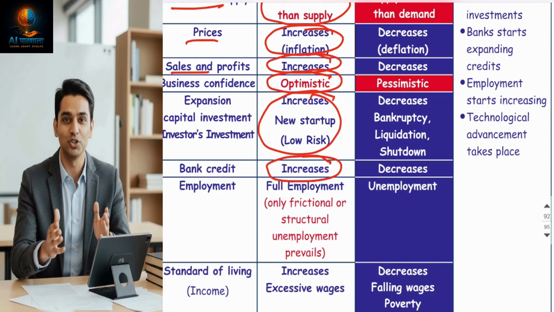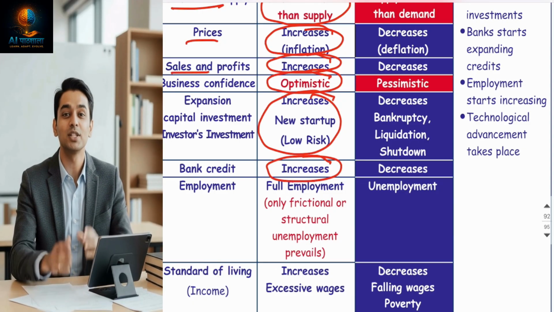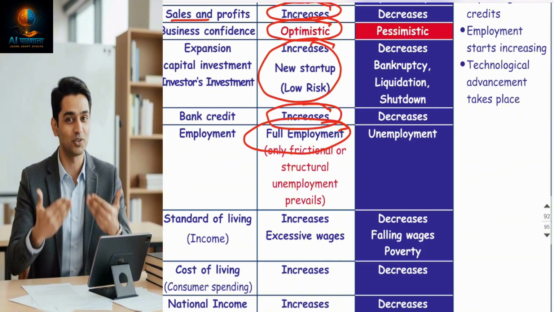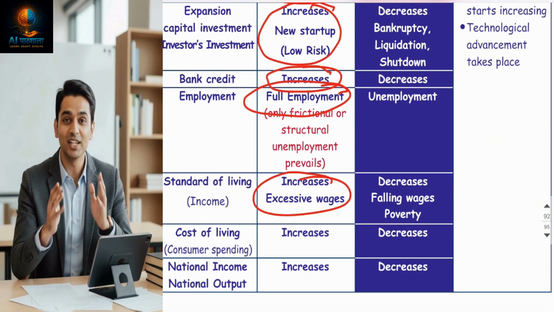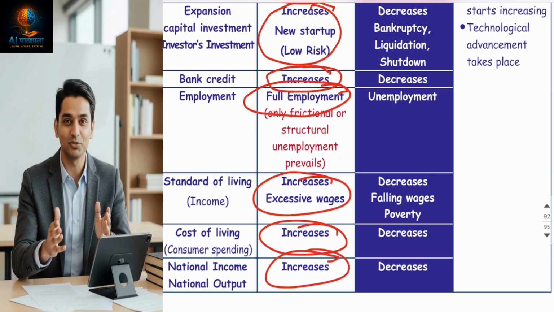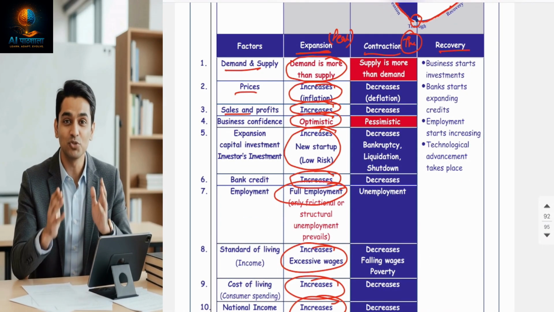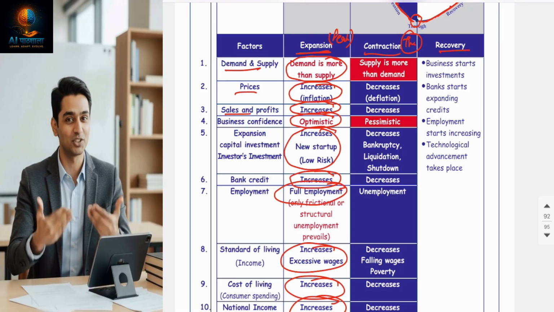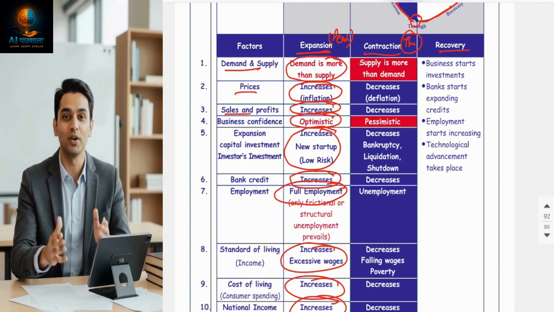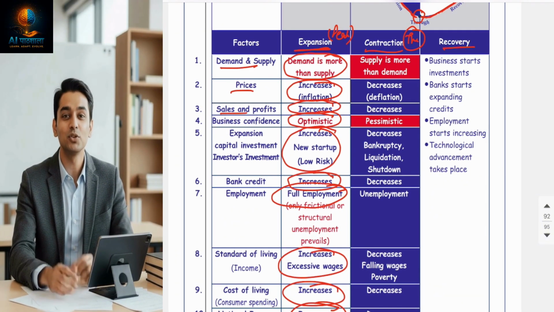Banks give very easy credit and loans to the businessmen, which expands the businesses further. There is full employment, all the people are getting employment. Standard of living increases because when employment increases, their income level increases. Cost of living increases along with income, and national income is also increasing. All positive things take place in the expansion, right? Business confidence is high, banks lend easily, new startups take place, the country is growing like anything.